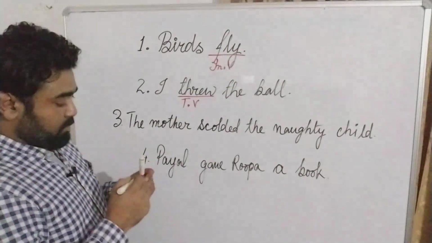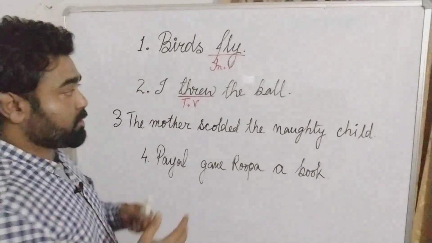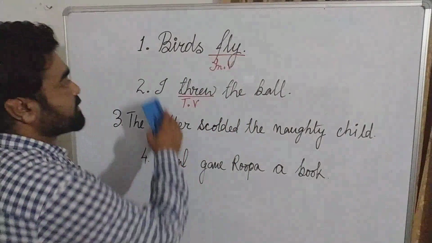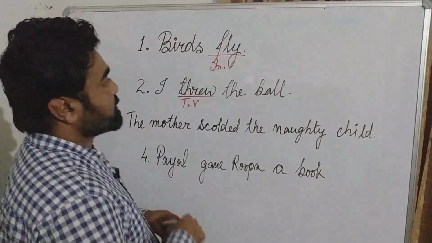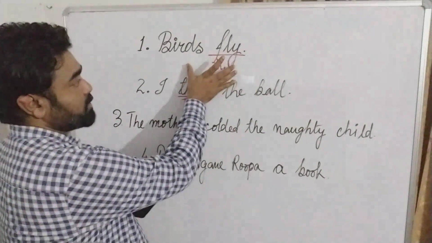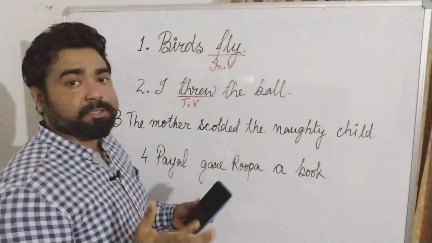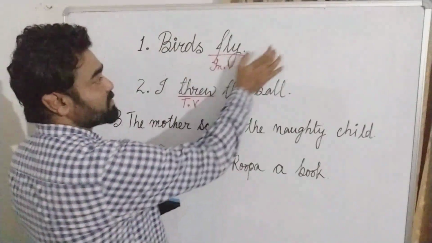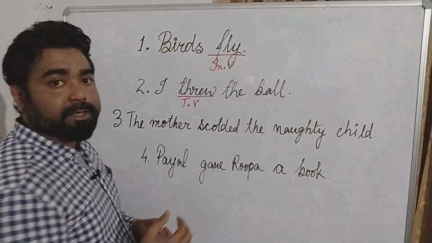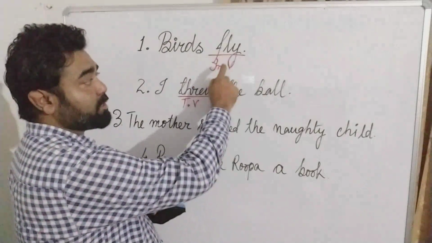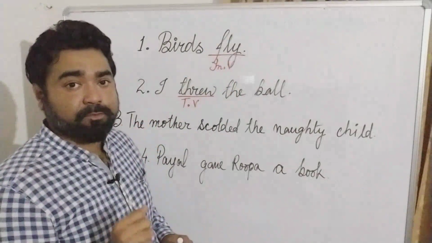So how do we see that the object is helping the verb? If we simply look at the first example, birds fly, is the meaning of the sentence complete? Of course it is. This makes meaning as a complete sentence. Birds fly. We do not need to add any extra information to it. This sentence does not require anything else to complete its meaning. Hence we say the verb fly here has been used as an intransitive verb.